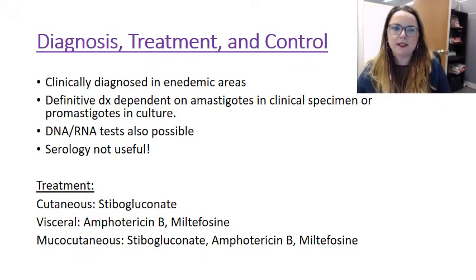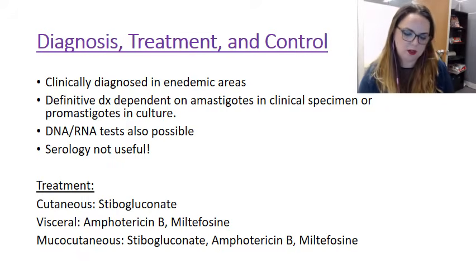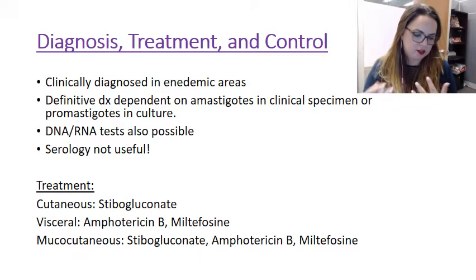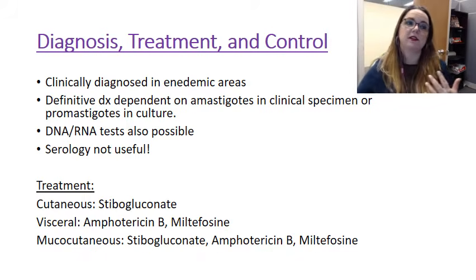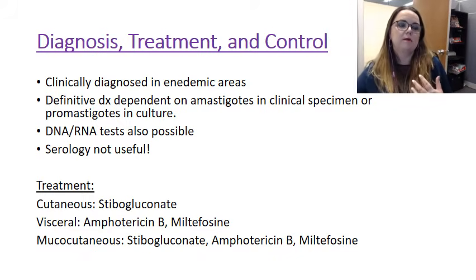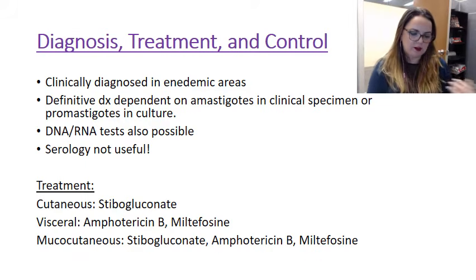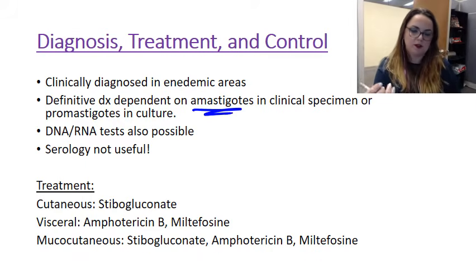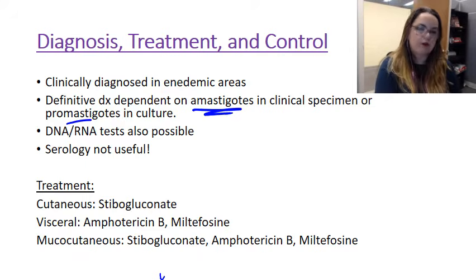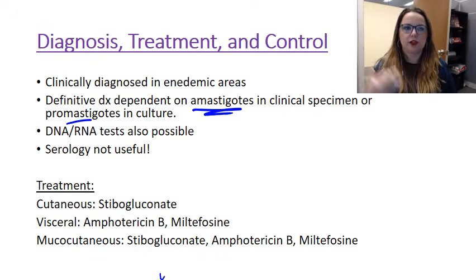So in an endemic area, you can pretty much diagnose leishmaniasis based on clinical symptoms. So you don't necessarily need to wait for a definitive diagnosis. But if you need to do a definitive diagnosis, you're going to need to look for those amastigotes in clinical specimens or promastigotes in culture if you're actually culturing the parasite.